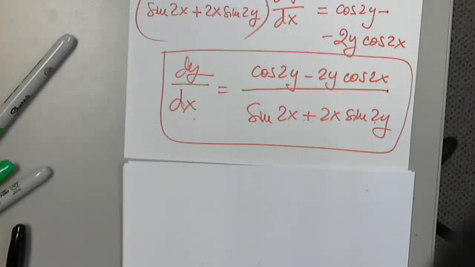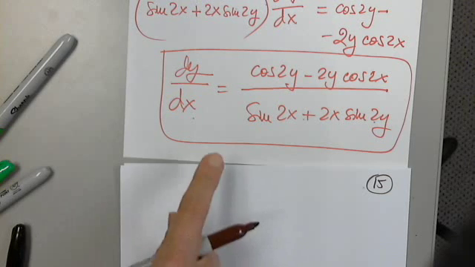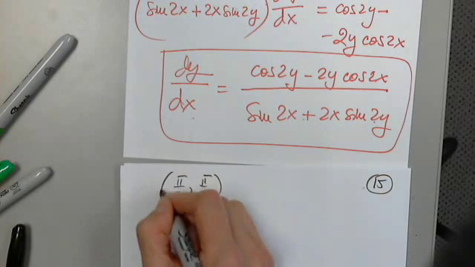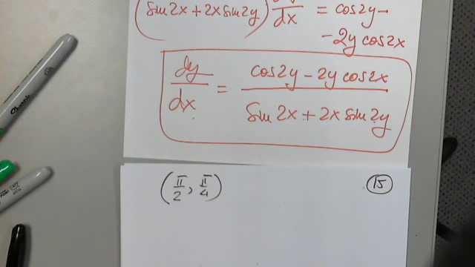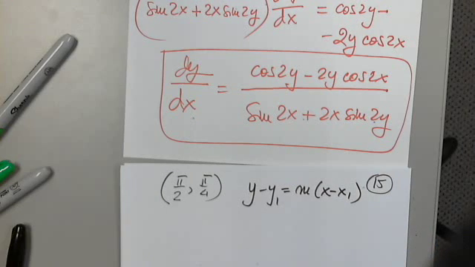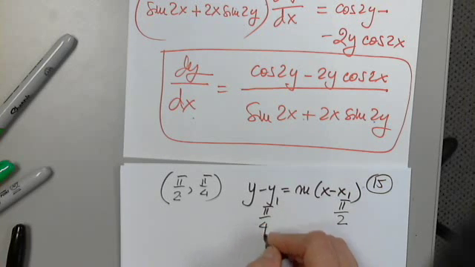So let's look at one more. Okay. Use implicit differentiation to find an equation of the tangent line to the curve at the given point. Okay. So this problem was giving us pi over 2 comma pi over 4. And we were asked, so we didn't finish it, we were asked to find y minus y1 equals the slope times x minus x1, knowing that x1 is pi over 2 and y1 is pi over 4.